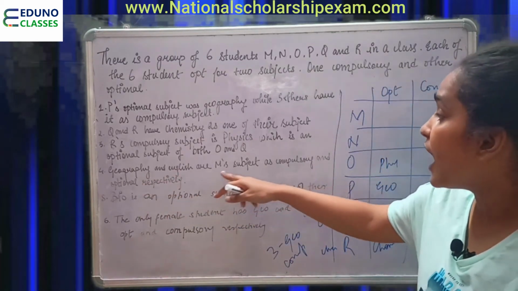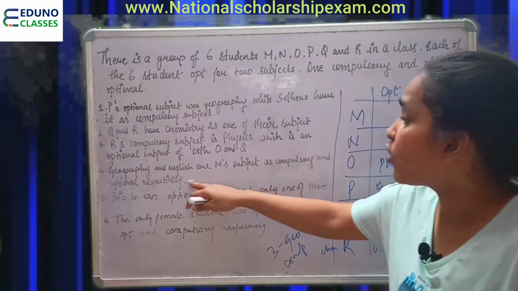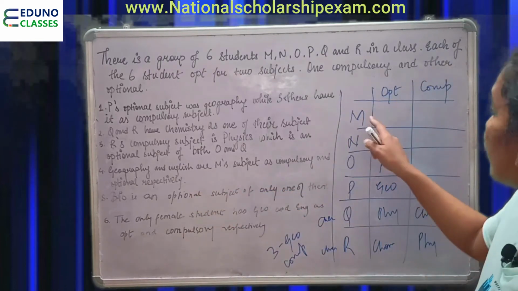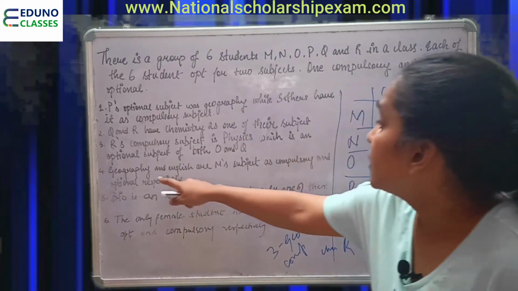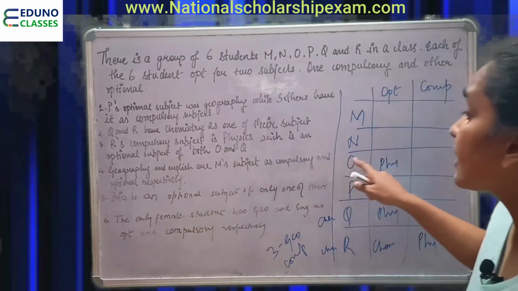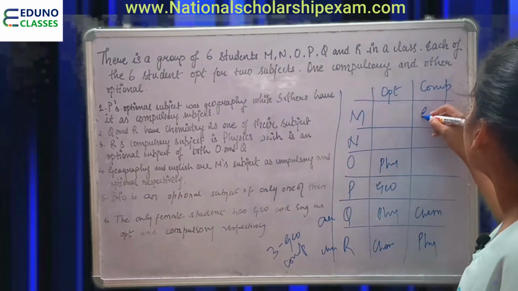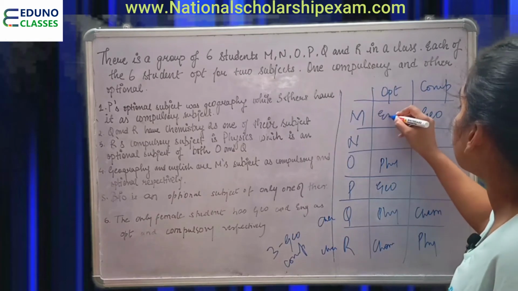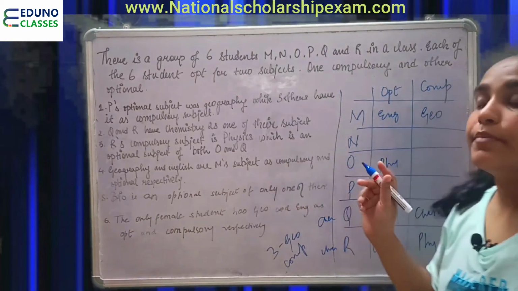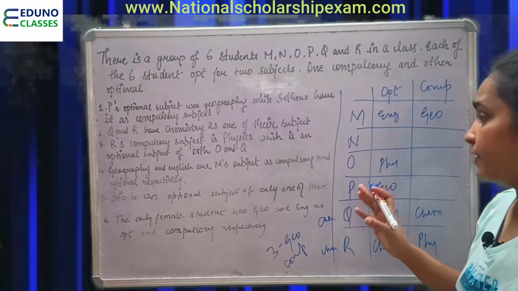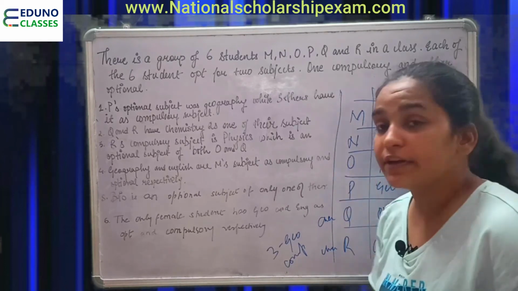Geography and English are M's compulsory and optional respectively. So we are talking about M. It says geography and English are compulsory and optional respectively.